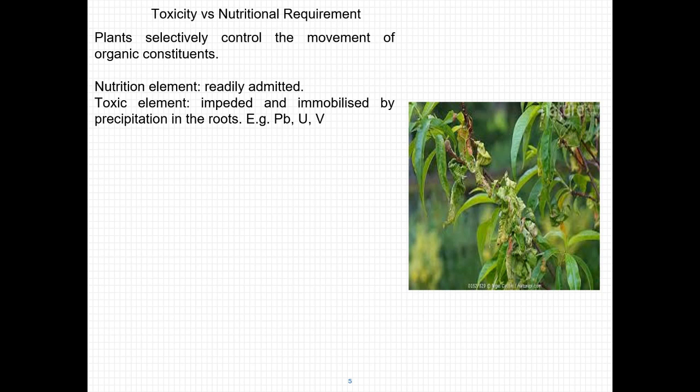So we are seeing that the plants take up certain elements, but for other elements, they immobilize them within the roots by precipitation. Why? Because they don't want these elements to reach the growth center, that is the leaves and the fruits, because these would create diseases. So the plants impede and immobilize these elements and precipitate them in the roots.